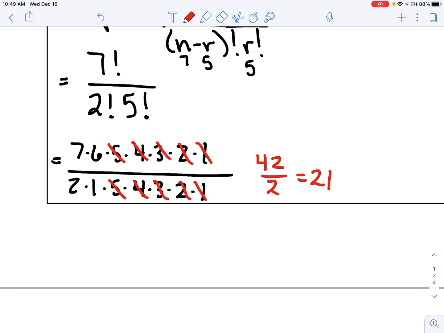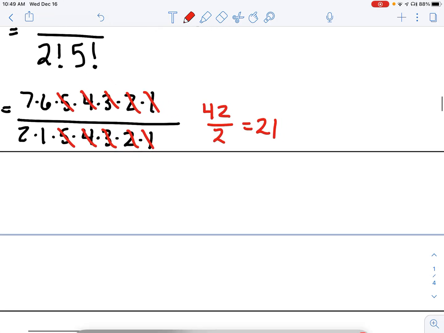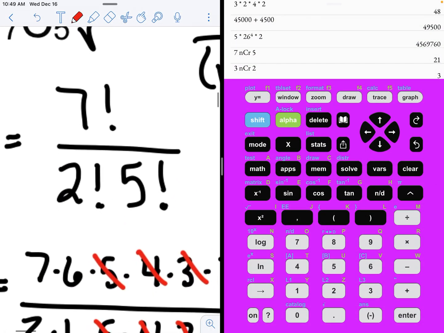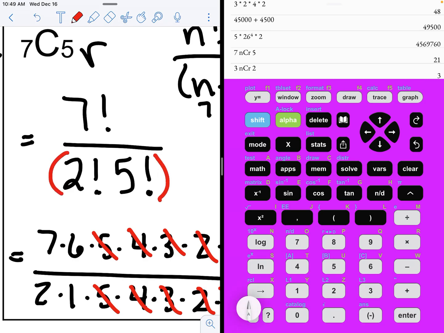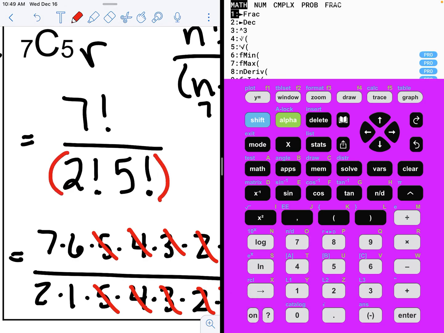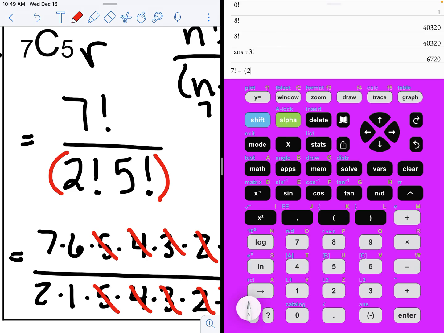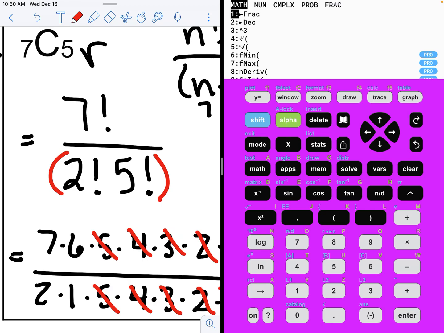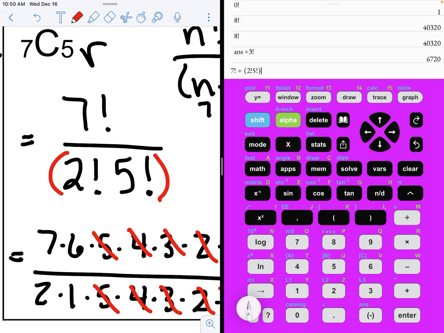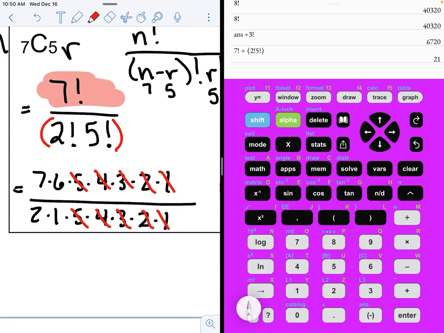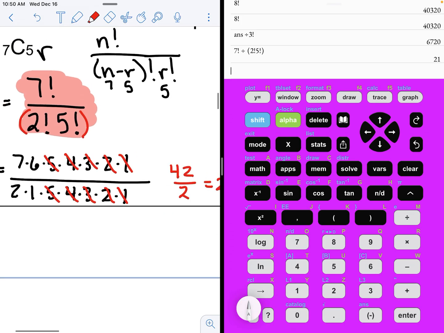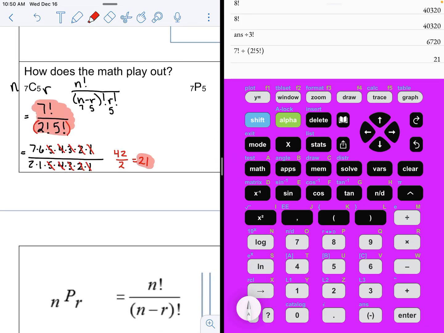Now let's show you how this works on your calculator in the same way. So let me dual screen with our calculator here. If you choose to put this in your calculator, you'll put parentheses around the stuff in the denominator. So I do 7 factorial divided by parentheses 2 factorial, 5 factorial, and you get 21. I am very happy if you get to this step, and then you can just give me the final answer. That makes me very happy.